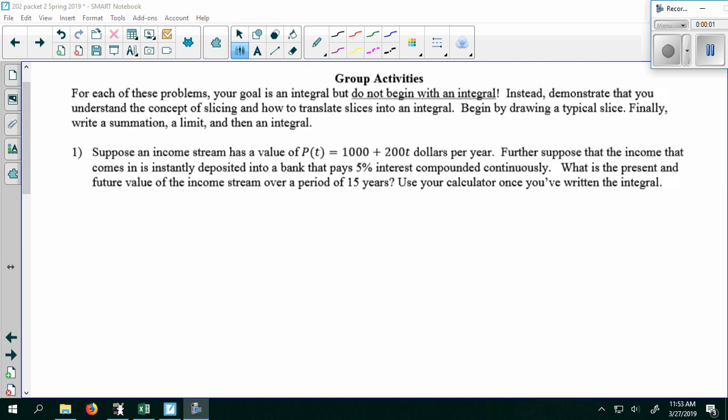All right, suppose an income stream has a value of P of T equals 1,000 plus 200 T dollars per year. Further, suppose that the income that comes in is instantly deposited into a bank that pays 5% interest compounded continuously. What is the present and future value of the income stream over a period of 15 years?